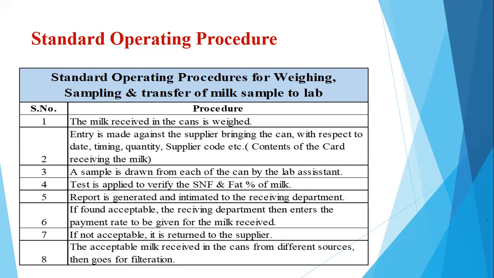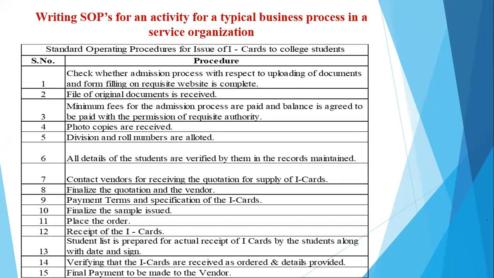So this was with respect to how to write a standard operating procedure, what are the steps, the 3 steps that we have observed, right? So that's how we create this for a manufacturing organization. Now with respect to a service organization, again we have picked up an example of a service organization: standard operating procedures for issue of I-cards to college students.